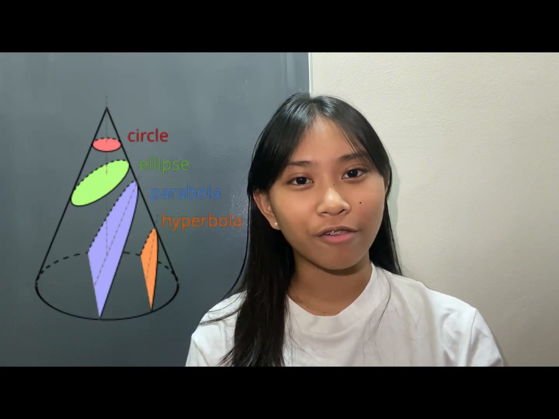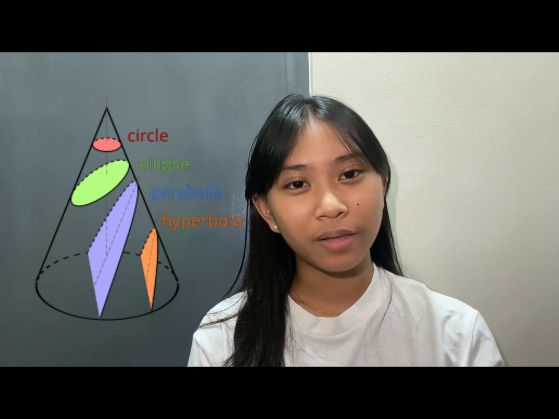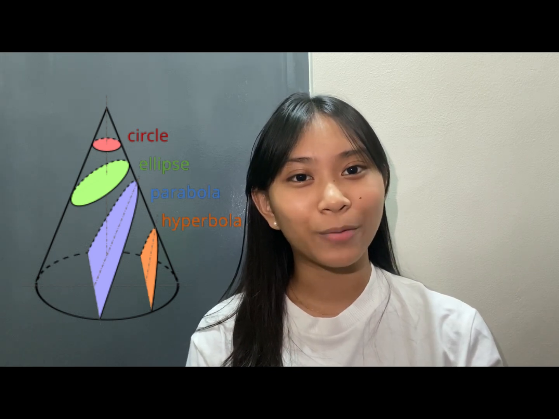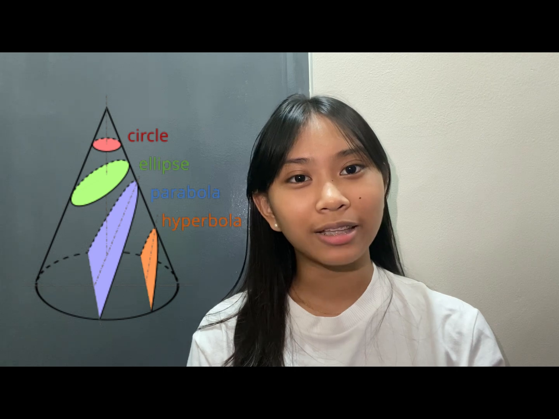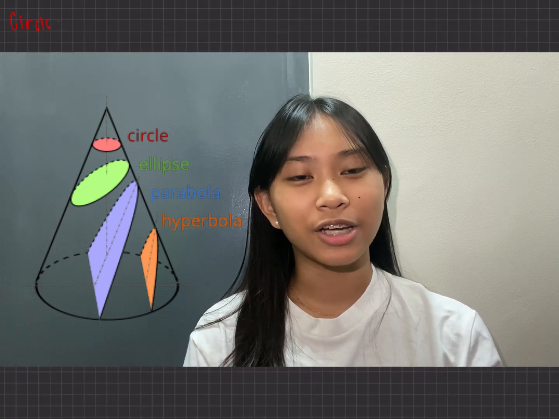To kick things off, here's a quick math joke. Why did the circle break up with the ellipse? Because it felt like the relationship was going in circles.